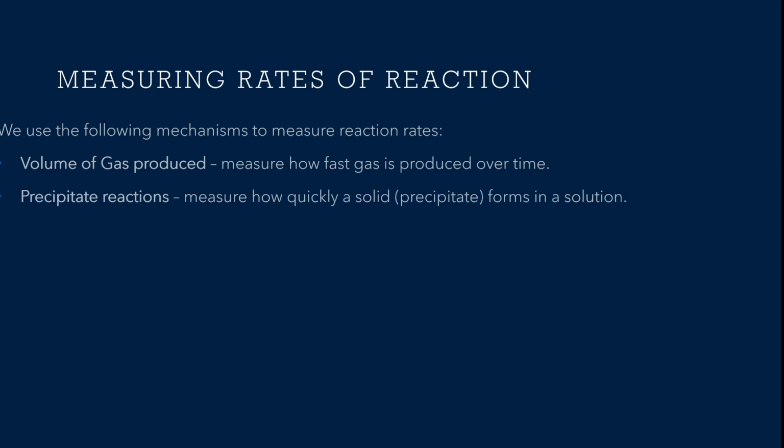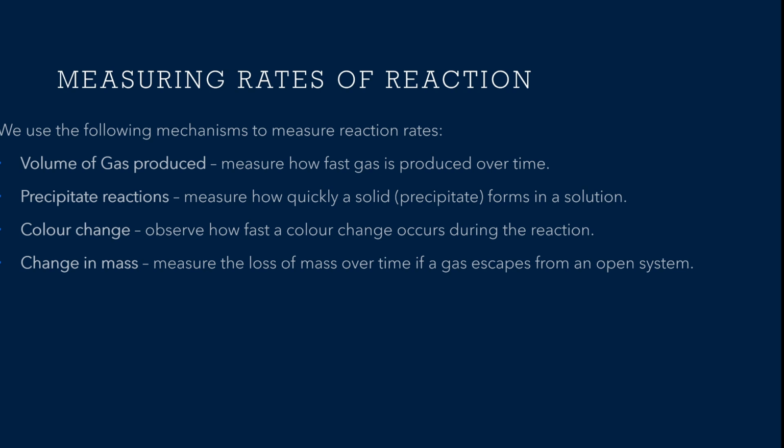Next, we precipitate reactions. That is, measure how quickly solids are being formed, or how solids are precipitating. And next, we observe the color change to see how fast a color change occurs during the reaction. And next, we have change in mass. And this is the last one. We measure the loss of mass over time if a gas escapes from an open system.